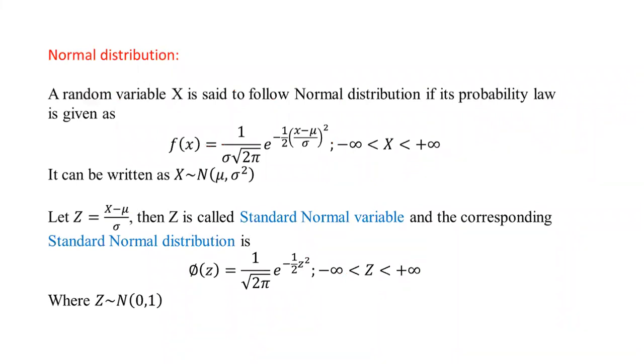So in our course, we have three types of continuous probability distributions basically. The first one is normal, the second one is exponential, and the third one is gamma. So we are in the first one.